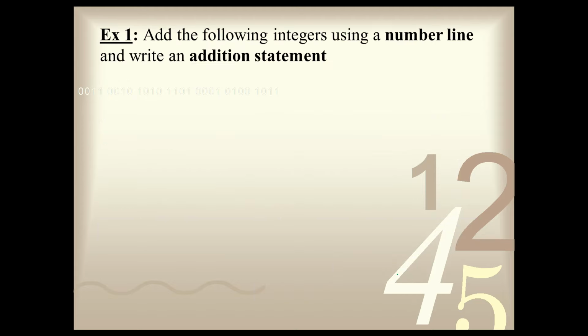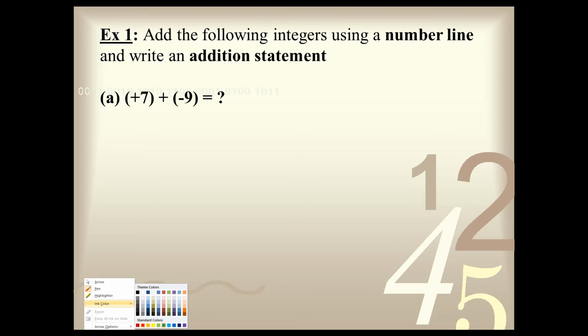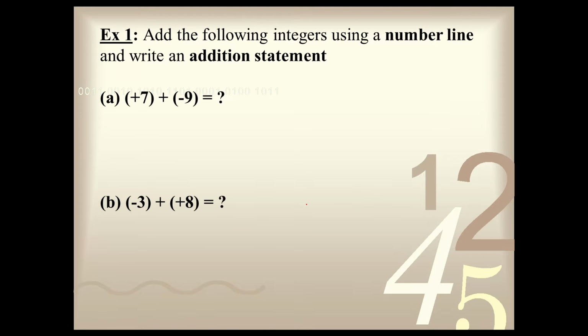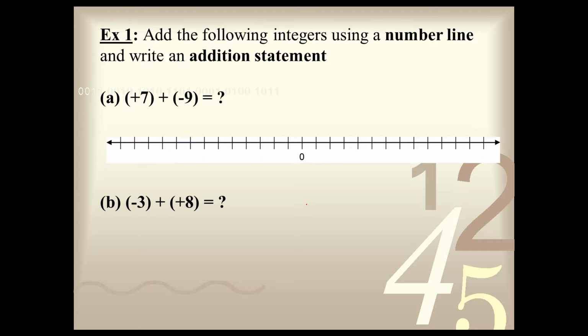Let's do a few examples here to reinforce this. First one, I have a positive 7 plus negative 9 is equal to, and we want to do this again using a number line. And then b, negative 3 plus positive 8 is equal to.